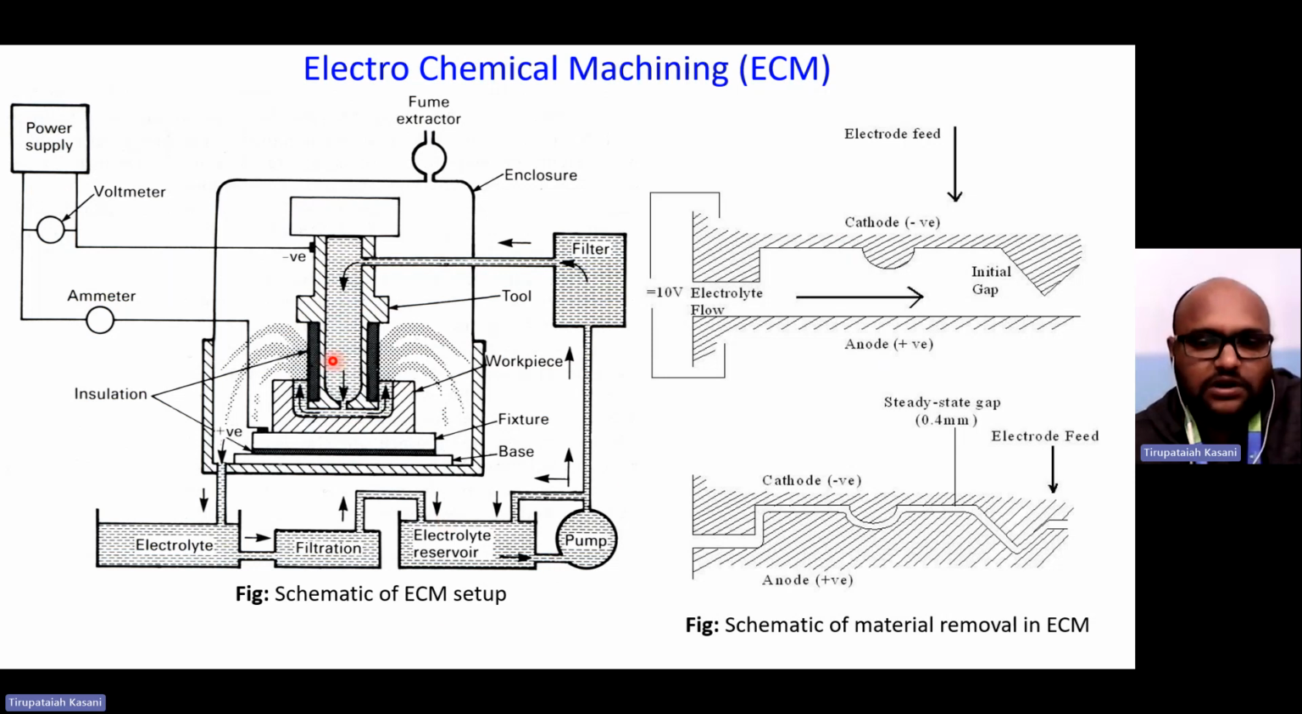What is the basic principle? This is Faraday's law of electrolysis, meaning dissolving of ions. In the electrolyte, positive and negative ions are responsible for the removal of the material from the workpiece. Whenever the power supply is given to the electrolyte medium, the circuit will be closed.